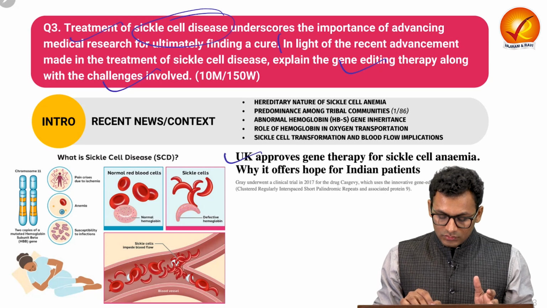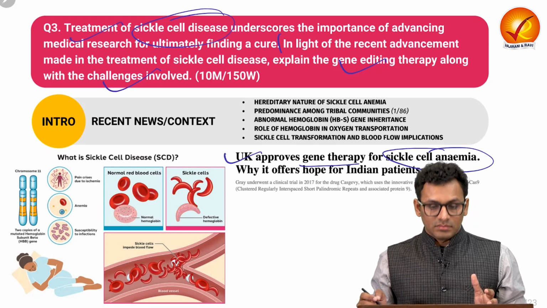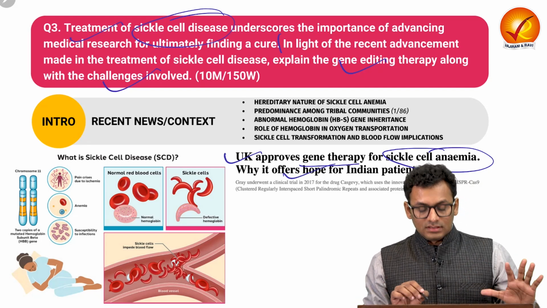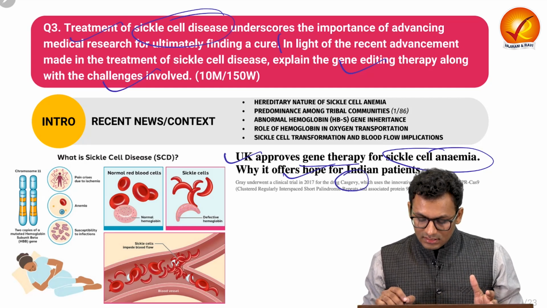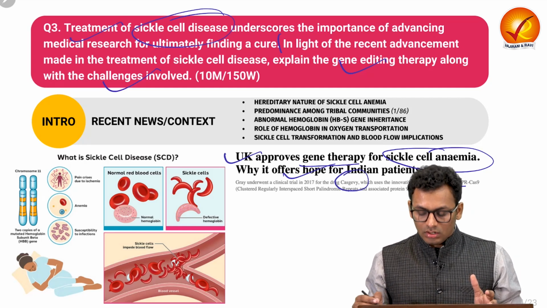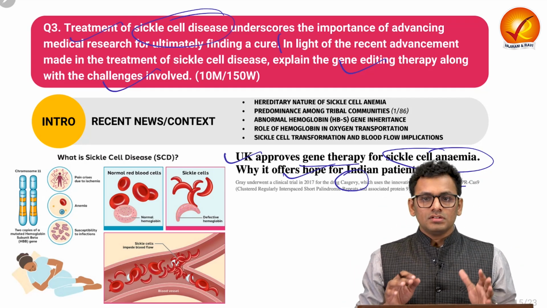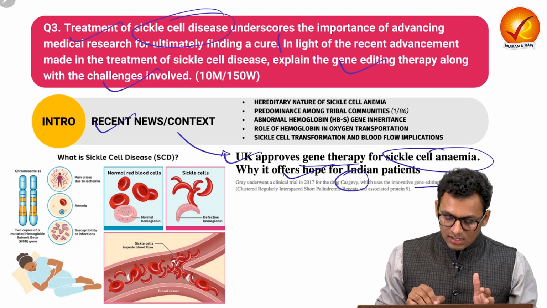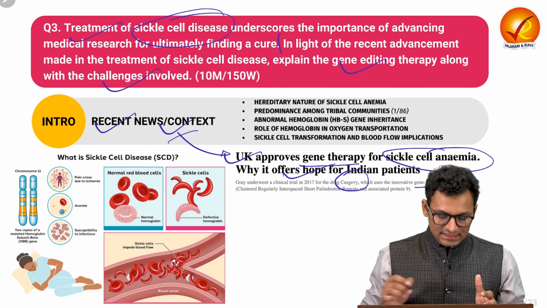We have seen that how UK has recently approved a gene therapy for sickle cell anemia treatment, which offers hope for Indian patient. Now, this specific treatment was done through a drug called Casgave, which uses the innovative gene editing tool called CRISPR-Cas9. So, over here in the question, you have the opportunity in the introduction to talk about the recent news as well as give context, as in talk about the sickle cell disease.